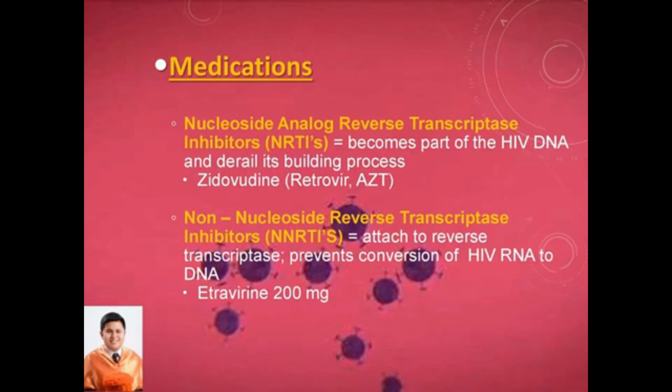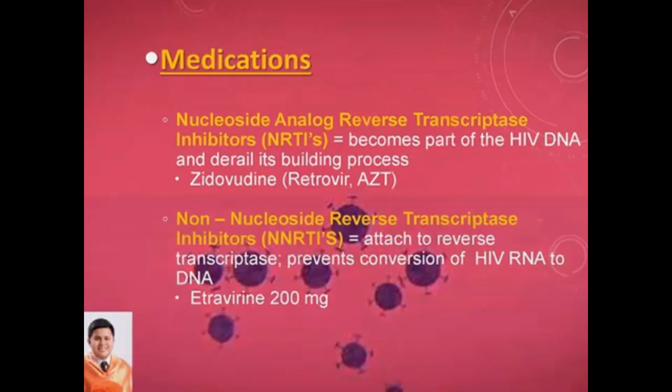On the other hand, the NNRTIs, or the non-nucleoside reverse transcriptase inhibitors, attach to and reverse the action of transcriptase, thus preventing the conversion of HIV RNA to DNA. Most common example would be etravirine.